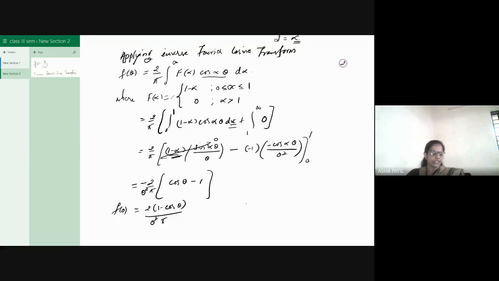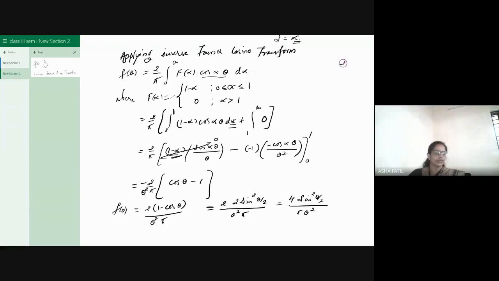Solve the integral equation. So we have obtained the value of the function. Now again, hence evaluate sin square t by t square. For that, let us write this in terms of sin. 1 minus cos theta can be written as 2 sin square theta by 2, divided by theta square pi. So we can write it as 4 times sin square theta by 2 divided by pi into theta square.